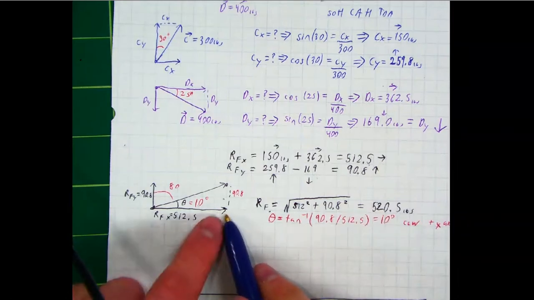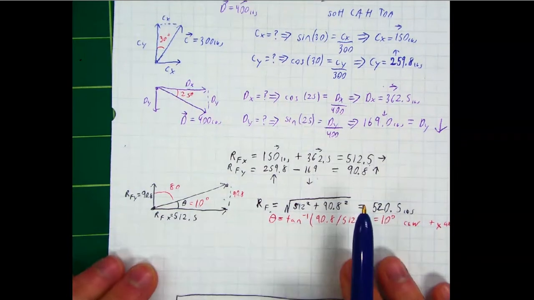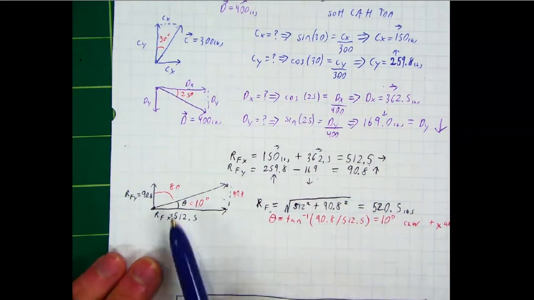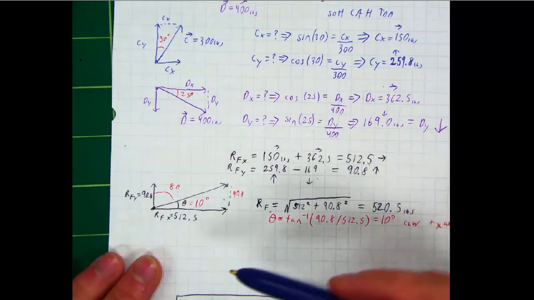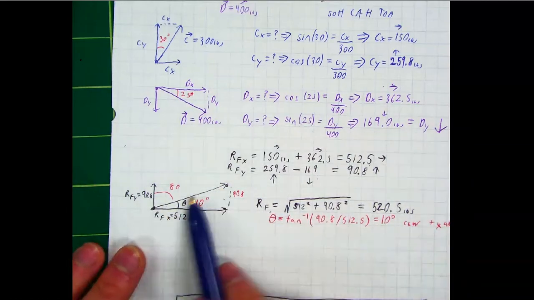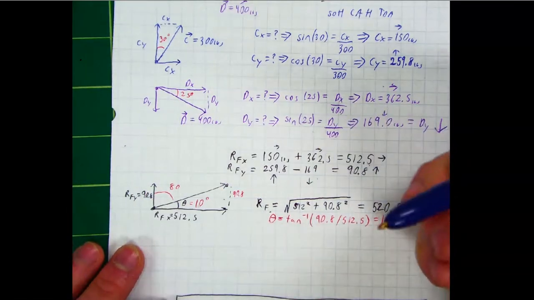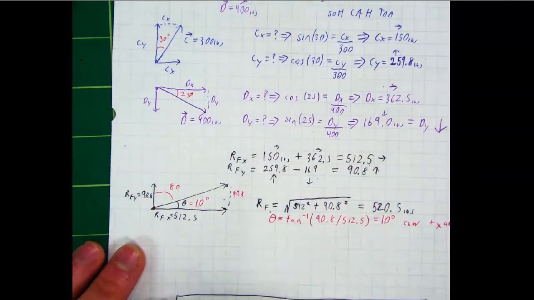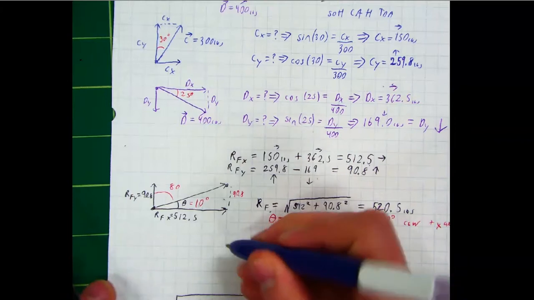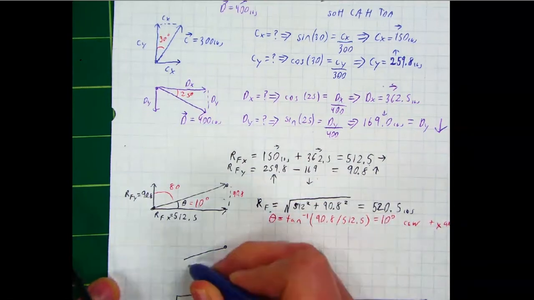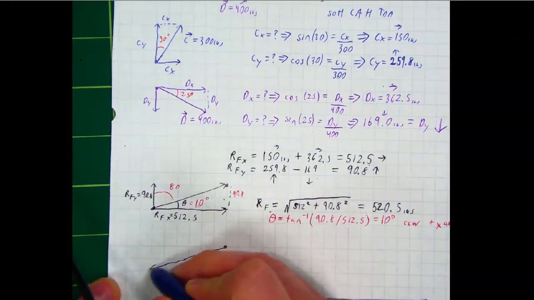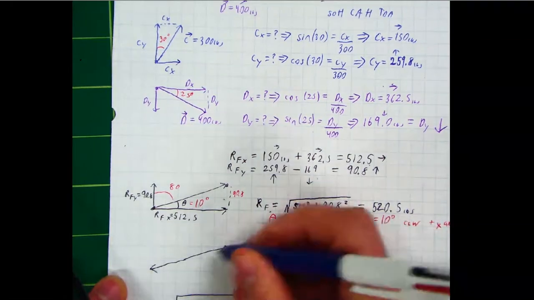So what would be my static force in the x direction to cancel out this? Well, 512.5. What would be my static force in the y direction to counteract this force? Exactly, 90.8. So wouldn't it just go in the opposite direction? The reactionary force would just be going in the opposite direction here to about there, I guess. And it would be what?